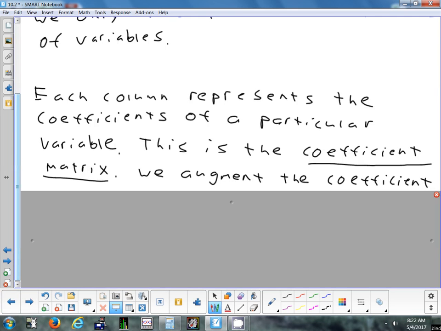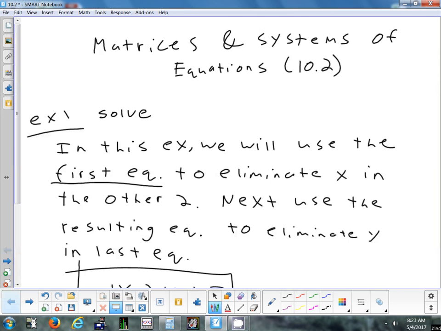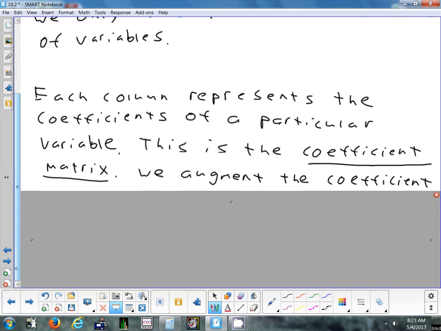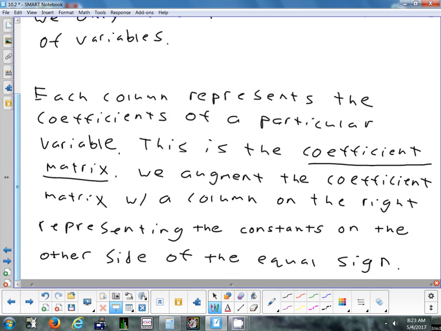Now, we're going to add something to that coefficient matrix. Because if you look back at the problem I put a box around, I left this off, those three numbers. Those three numbers are very important, though. They're part of the equation. So what we're going to do is add one extra column onto the coefficient matrix. And that column is going to represent the constants that were on the other side of the equal sign.